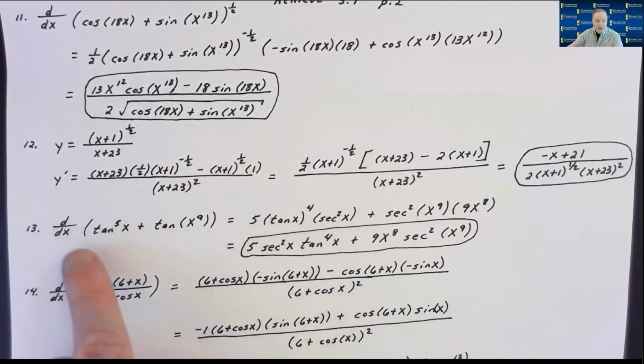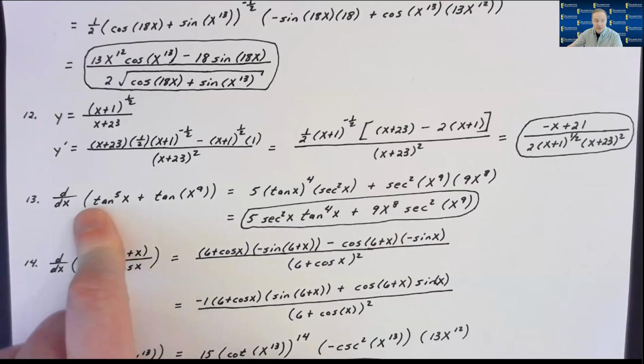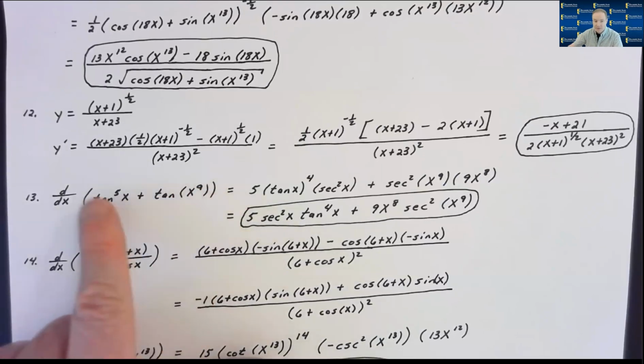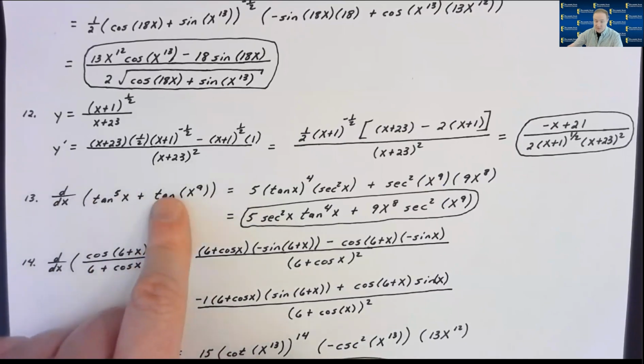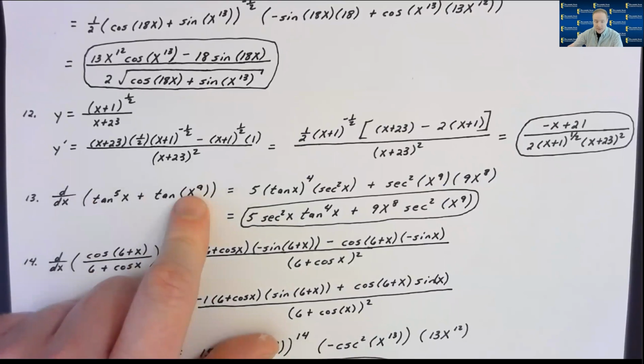Now, when I go on to 13, I have the derivative with respect to x of the group, tangent to the 5th plus, and be careful here, tangent of x to the 9th. Please understand these are two totally different things. This is the tangent of x to the 1st, that whole function raised to the 5th, and this is just the first power of tangent of an angle to the 9th power.